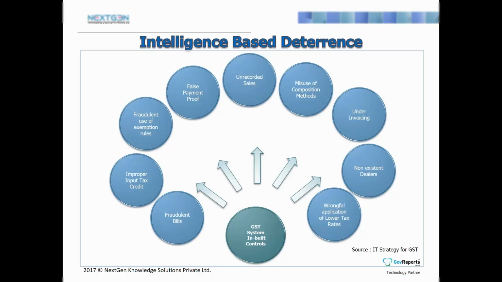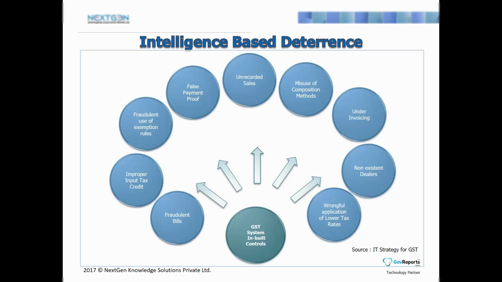It will also have intelligence-based deterrence to control various frauds. Some of the frauds which will be controlled by the system are, for example, fraudulent bills, because there is matching of invoice level data between supplier and buyer.